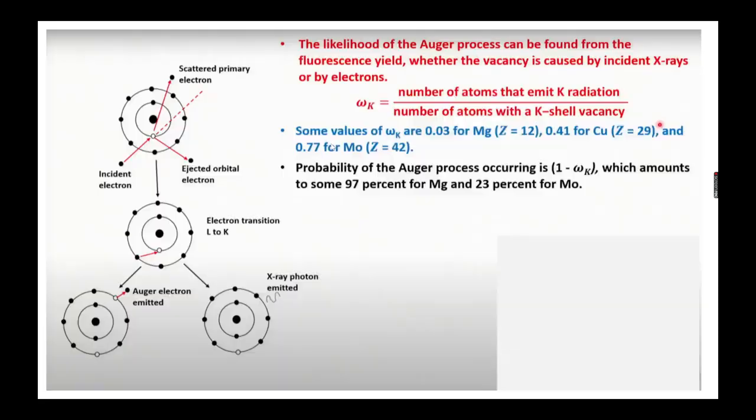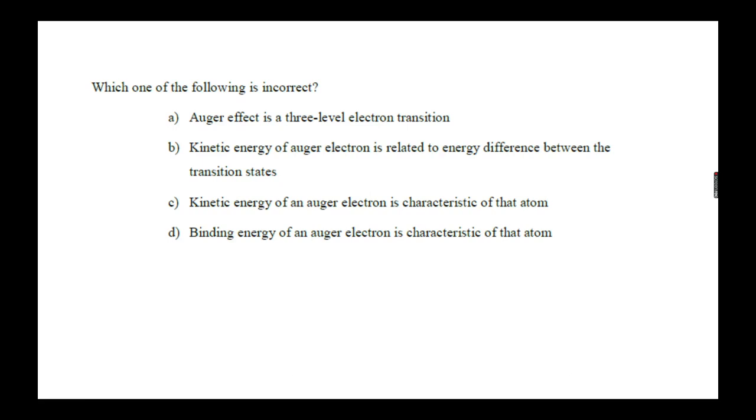So which is correct? Which of the following is incorrect? Auger effect is a three-level electron transition. Kinetic energy of the Auger electron is related to the energy difference between the transition states. Kinetic energy of an Auger electron is characteristic of that atom. Binding energy of an Auger electron is characteristic of that atom. So which one is true?